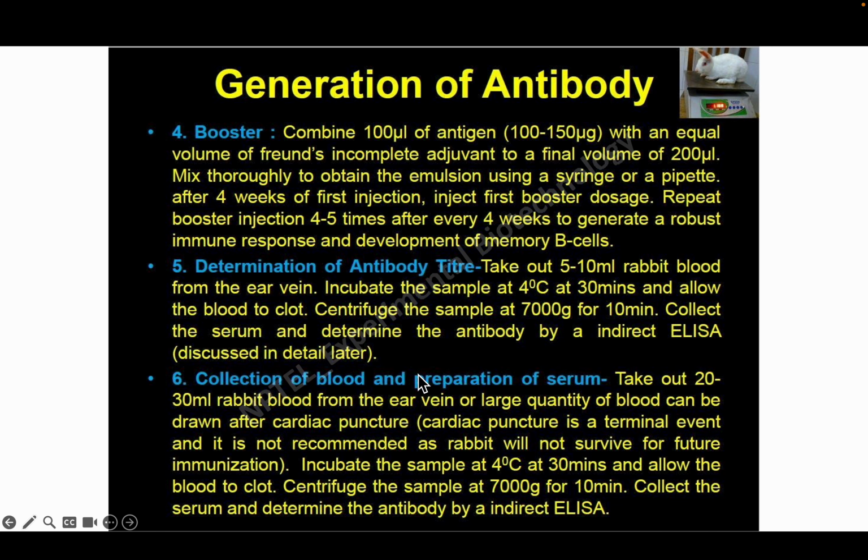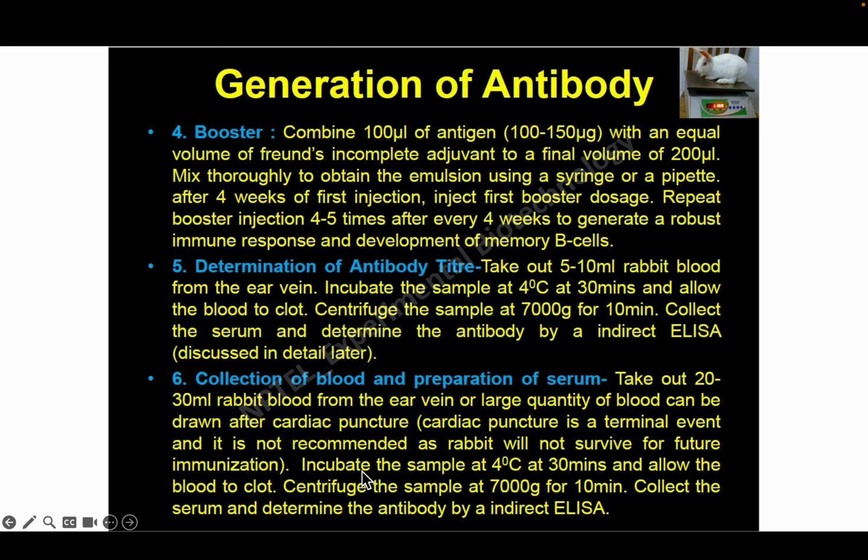Another step is collection of blood and preparation of serum. So again you will isolate the blood in large amount. If you need a large quantity of blood, you can puncture the heart and take out the blood, but it's not recommended as the rabbit will not survive for future immunization at this stage.